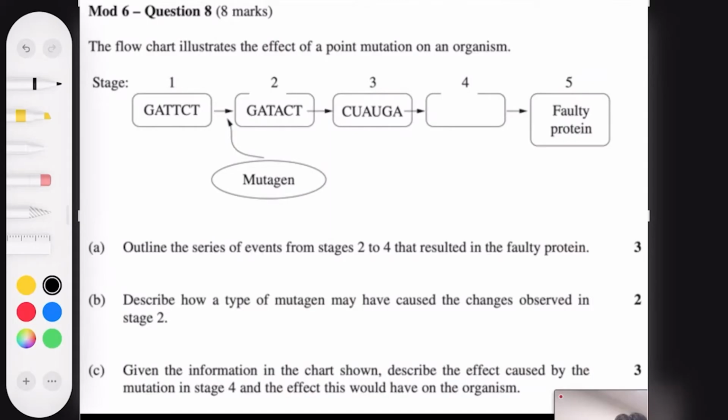Flowchart illustrates the effect of a point mutation. Abhinay, missense. Do you mind clarifying what mutation that was? Because I asked you that last lesson, so I want to get the recap answer. What is a missense mutation?